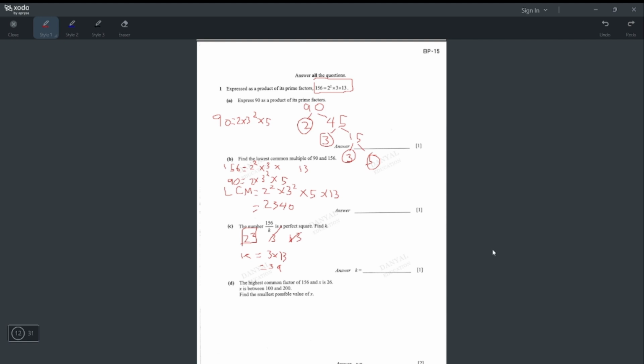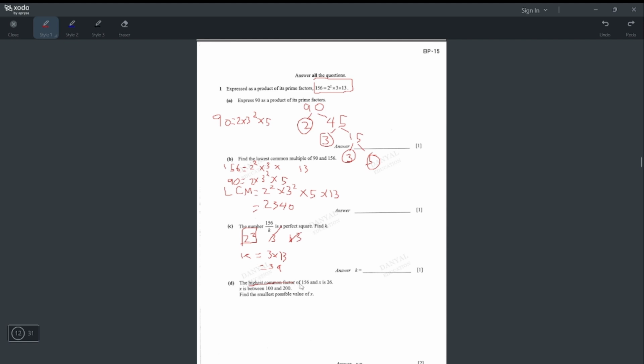Now for the last part, we're going to take a look at highest common factor. The highest common factor is sort of the opposite of lowest common multiple in part B. For part B, we found the lowest common multiple by finding the higher power for each prime factor. But for highest common factor, we want the smaller power, and it must be common in both of these numbers. So for example, 2 is one common prime factor, but 13 is not a common prime factor because it is only inside 156's prime factors.